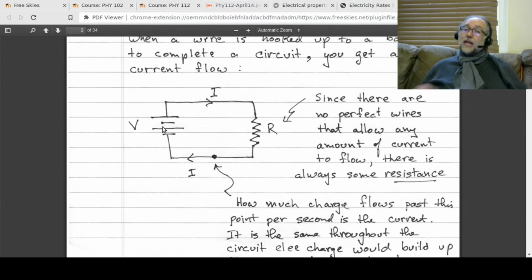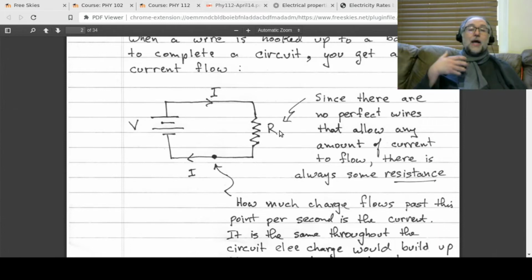Okay, so the battery's kind of like the push. It's giving energy to each one of those charged particles to go out there and flow around there. If you didn't push them out, why would they move? Okay, so it's the push, and the current is how many of them are going to be flowing through, and the resistance is exactly that. It's kind of an attempt to slow down the current.